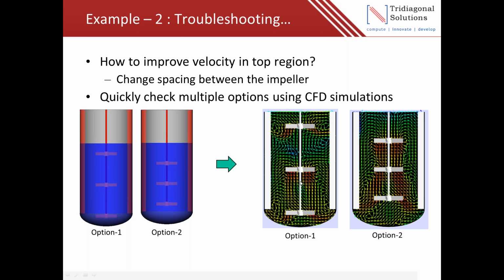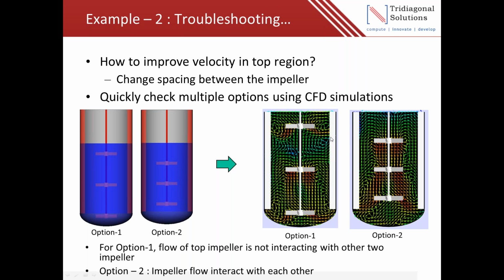We looked at the flow distribution for these two impeller spacings, and you can see that in option 1, where we spaced them widely apart, the top impeller acts as a separate impeller, and a separate circulation loop is formed, with a disconnect between the flow loop of the top impeller and the bottom two impellers. However, in the second option, we can see good interaction between the three impellers, and we find one good single circulation loop, which may give us good mixing.